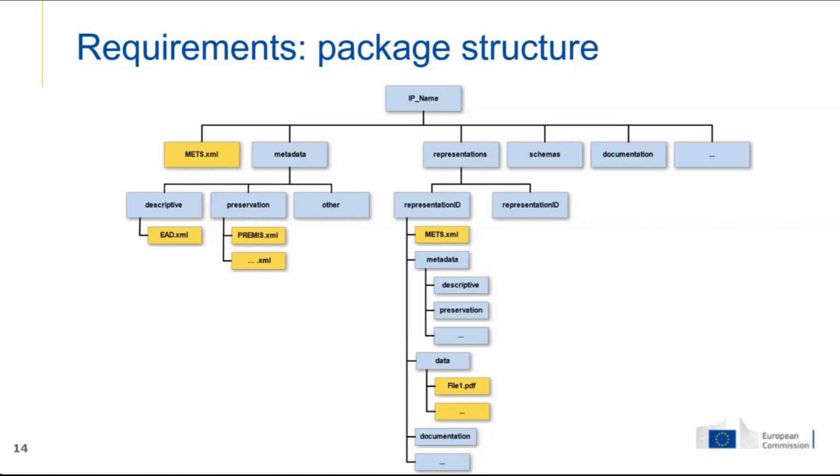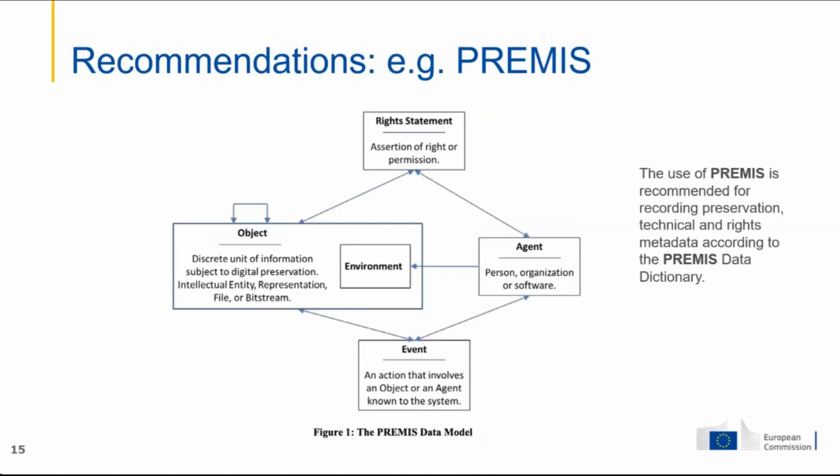So the representation is very important, and a very key characteristic of E-ARK is this recommendation to use different representations within the package. There's also a recommendation to use PREMIS. It is not a mandatory requirement to have a PREMIS file in each package, but it is strongly recommended. And certainly if you are going to put preservation metadata, any technical metadata or rights metadata, then it's recommended that it is put in PREMIS form and that you actually use the PREMIS data dictionary to do that. And we're coming back to that with regard to specifically the role of PREMIS within 3DPM.